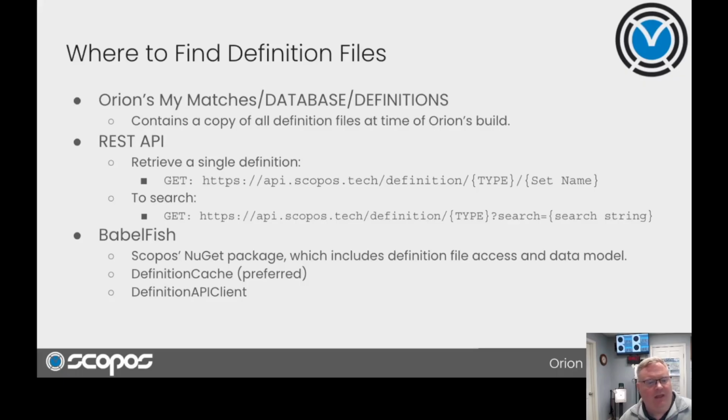Within Babelfish, there are two different mechanisms to access the definition files. The one that is preferred, and the one that we here at Scopos almost exclusively use, is called the definition cache. It has, as the name implies, a lot of caching mechanisms to make the lookups fast and easy. Again, that's the preferred method. If you like things a bit lower level, there's also the definition API client class to also access the definition files.